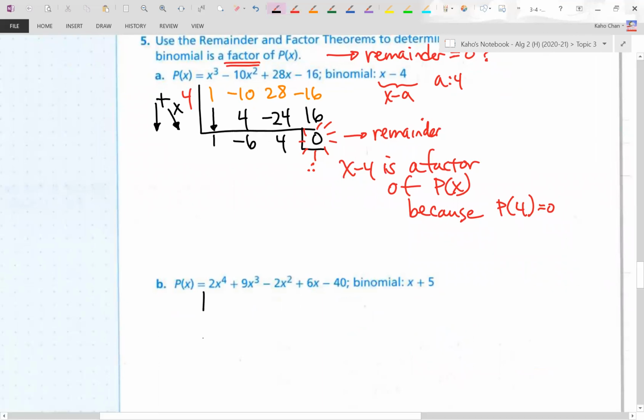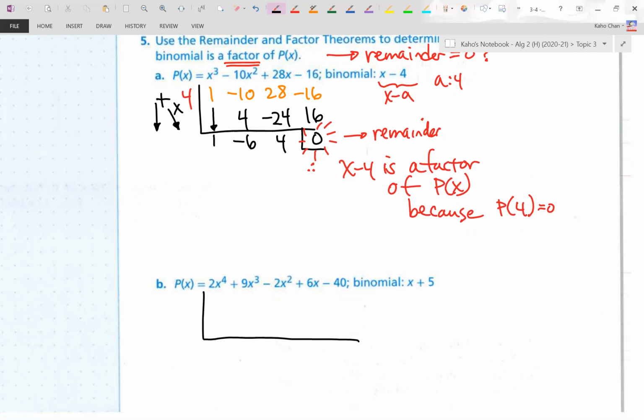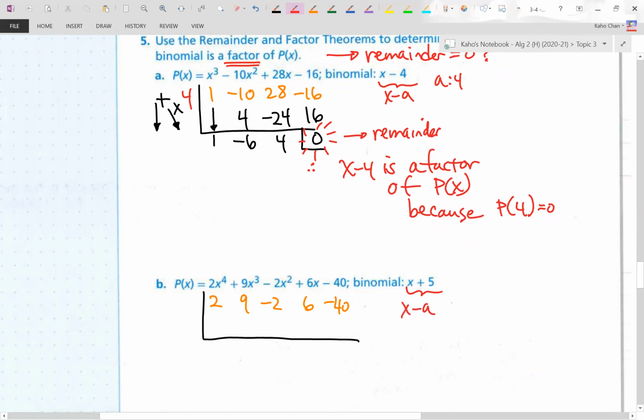5b. Let's see, we don't need any placeholders. Put your leading coefficients here, 2, 9, -2, 6, -40. Our divisor is x plus 5, which means my a value is -5. Put that over here off to the left there. Add vertically, multiply diagonally.